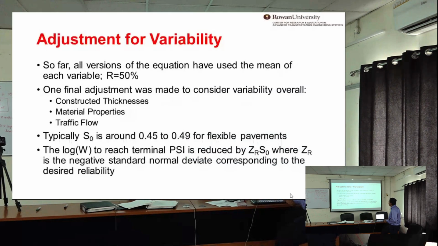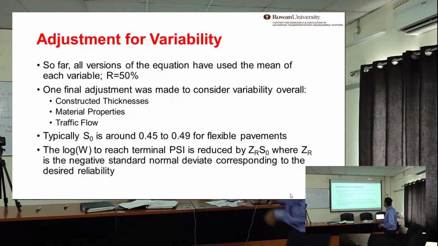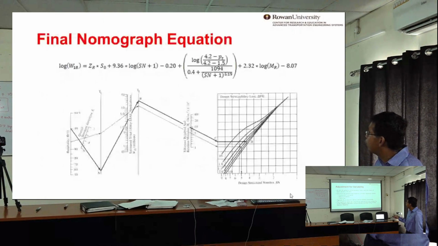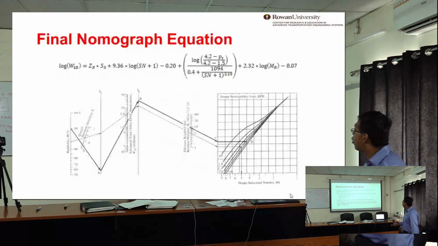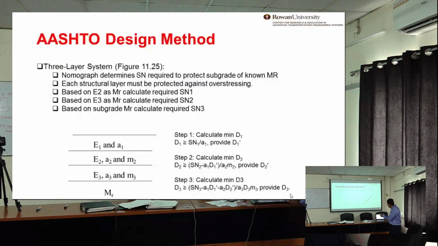So for all versions of the equation, I've used the mean of each variable, reliability of 50%. One final adjustment was made to account for thickness, material properties, and traffic flow. This is the variability I explained. S0 of 0.45, 0.33, 0.35. So accounting for variability in the thicknesses, material properties, and traffic flow, S0 was around 0.45 to 0.49 for flexible pavements. And this is how the nomograph was developed. This equation was translated to something like this.